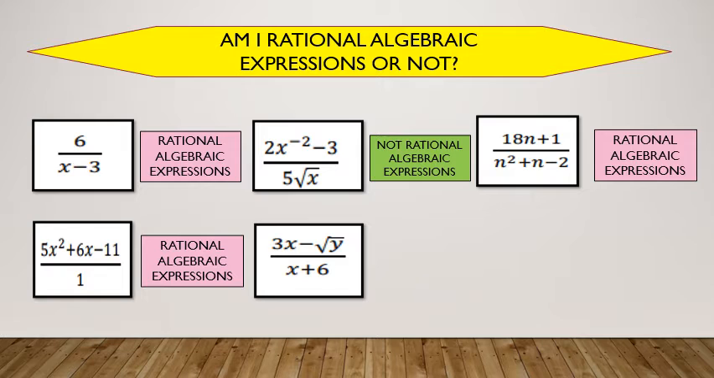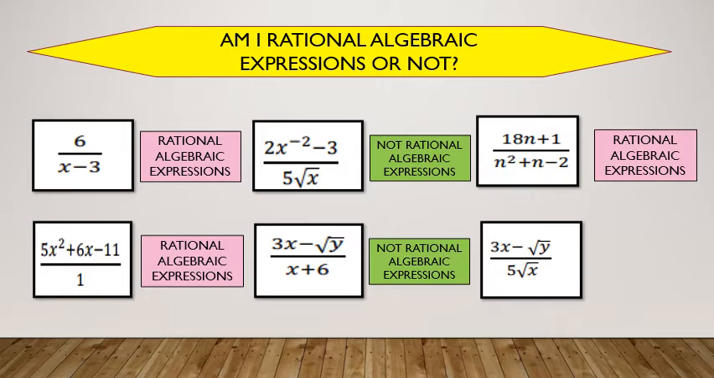3x minus square root of y over x plus 6. That is not a rational algebraic expression. Why? Because of the square root of y. 3x minus square root of y over 5 square root of x. That is not a rational algebraic expression just because of the square root. Now let's go on to the next slide.